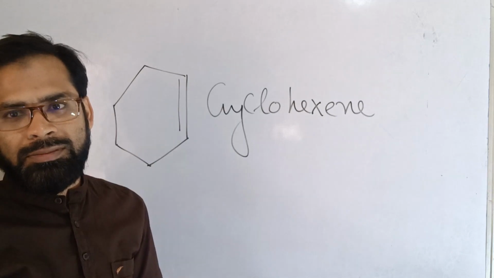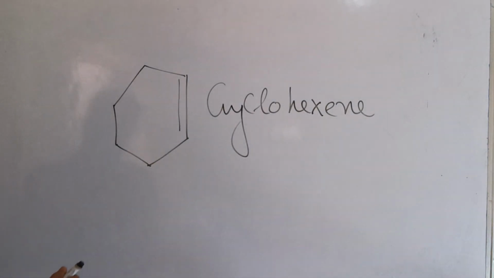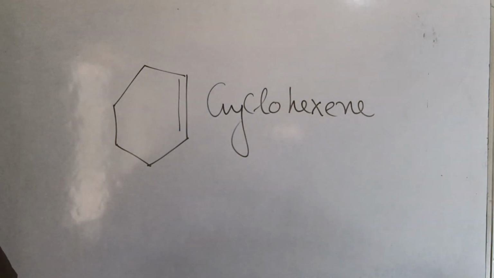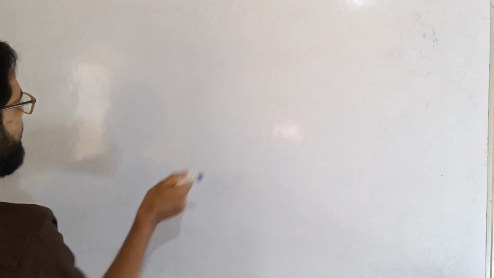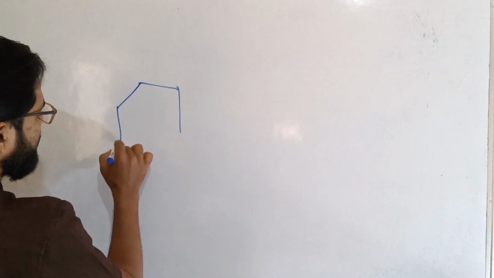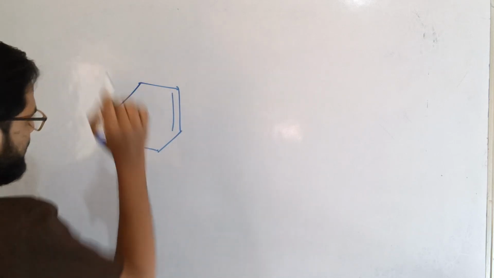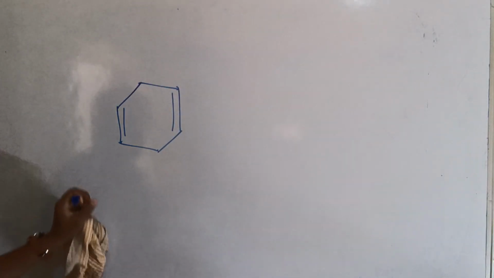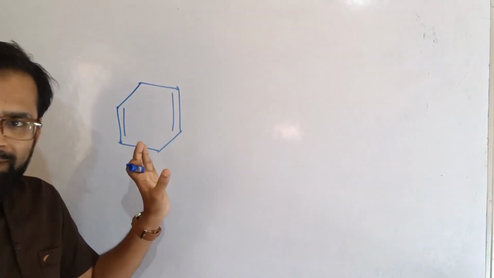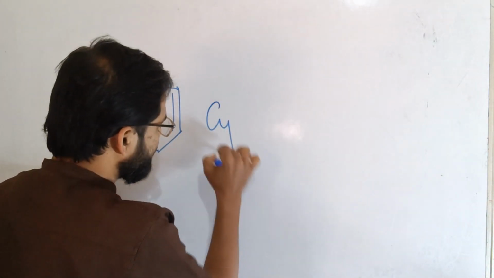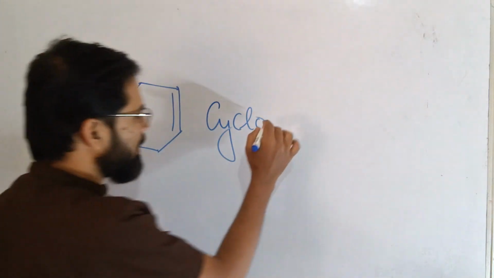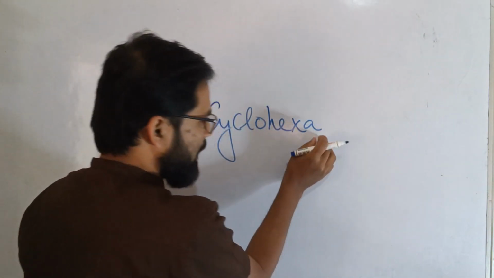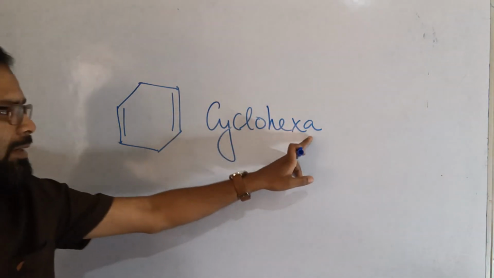as well as the triple bond. If you see another example, for more than one double bond, this example. So what will be the name? First thing, there is no branching, so that is cyclo. Because of more than one double bond, hexa. So we have to add the A to the root word, hexa.